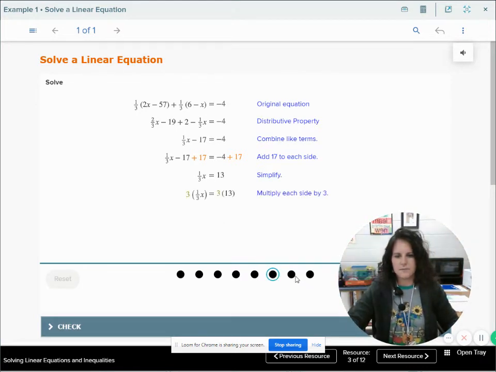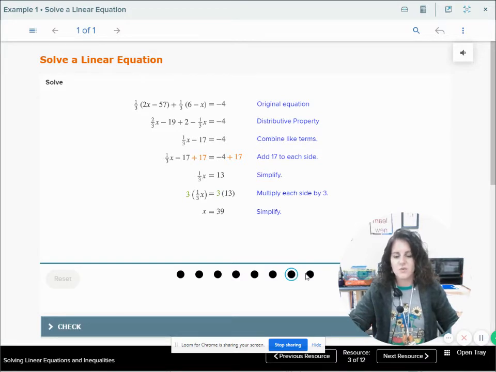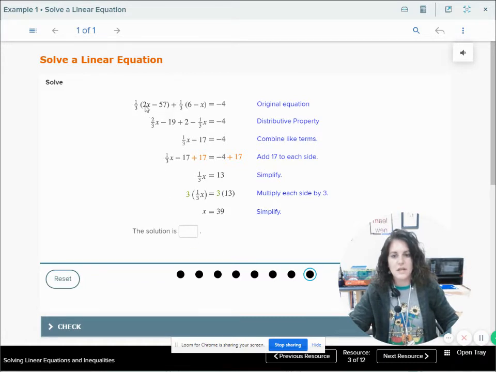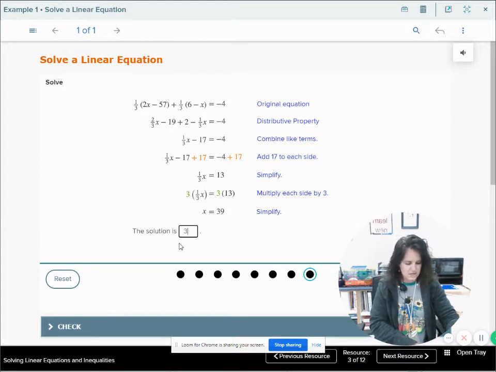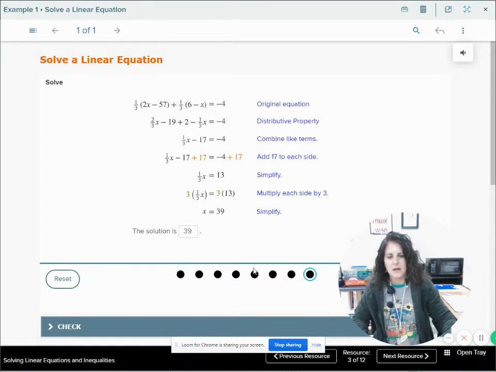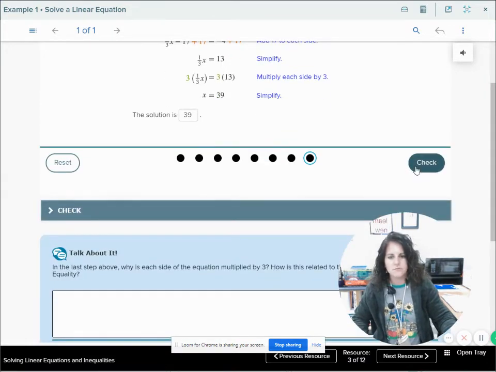We multiply by 3/1, or just 3, and we get x equals 39. Now if we want to make sure our answer is correct, we can plug it back in and check. Once we plug in 39 for x, all of this on this side will simplify to negative 4. So we have negative 4 equals negative 4, and it is correct. All right, moving on.